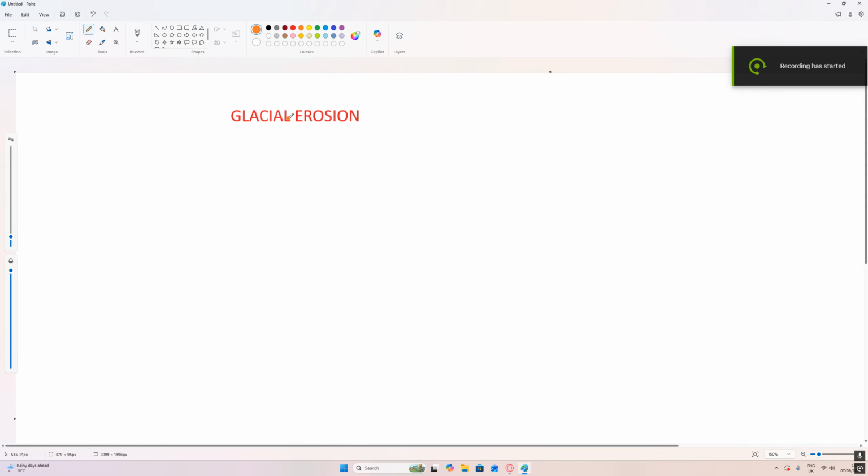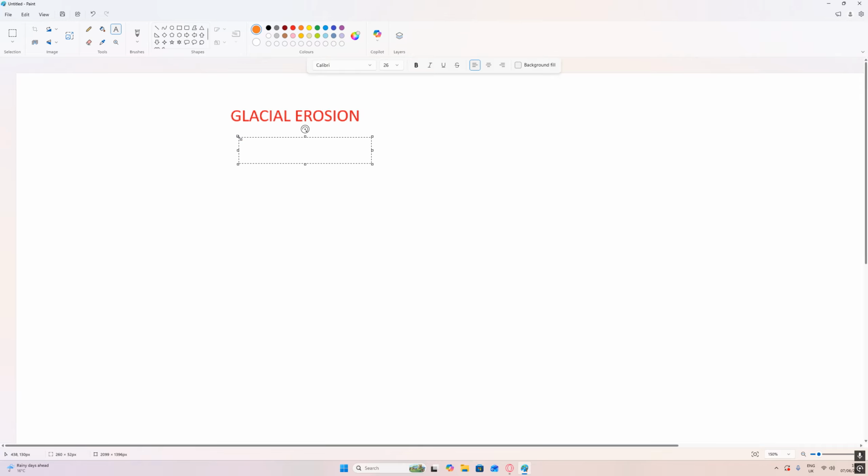Okay, so today we're going to be talking about glacial erosion. I'm going to say there's four main ways that glaciers can erode the landscape. The first one is abrasion, which you might have heard of from rivers or just anywhere else in geography because it's quite a common term.